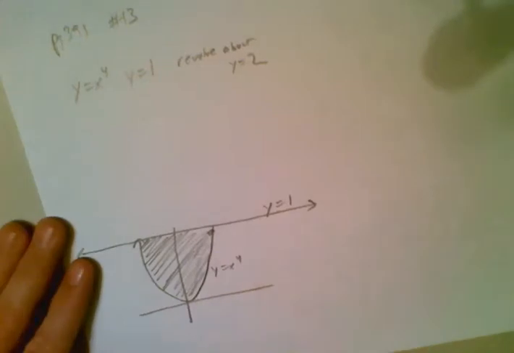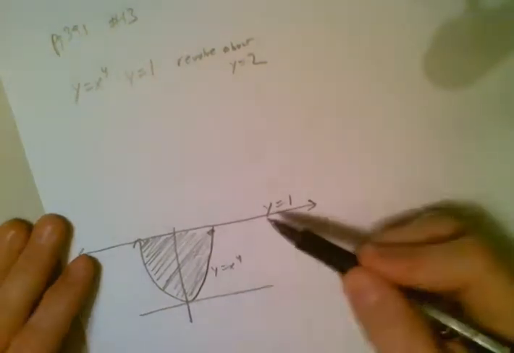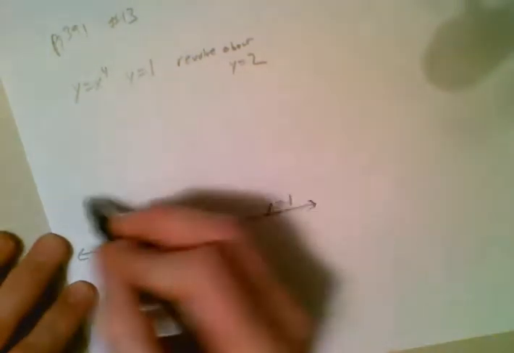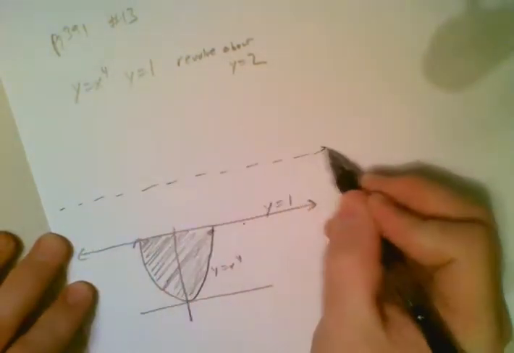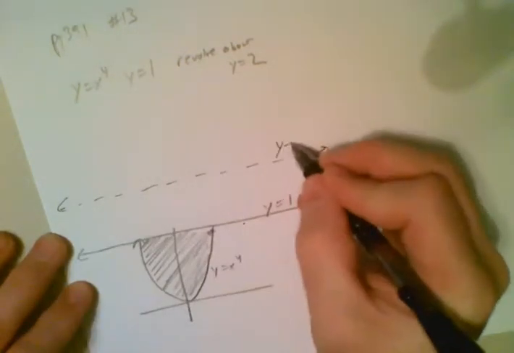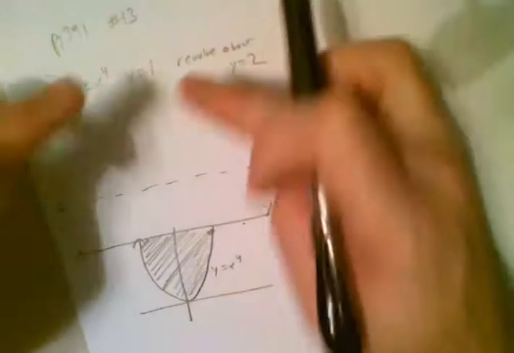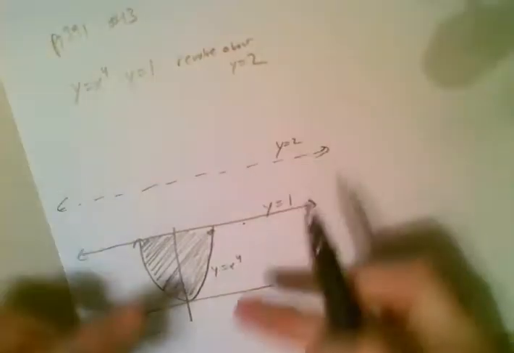This is the part that's a little tricky: we're revolving not around y equals 1 or even the x-axis, but around the line y equals 2, which is over here. So there's some space here, but that's okay. We can still take this and revolve it around y equals 2.